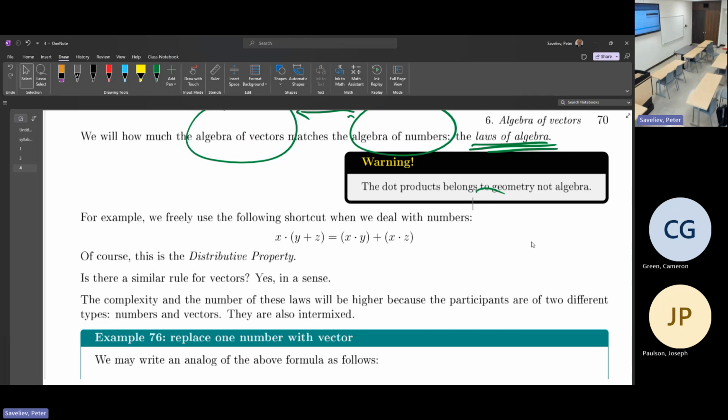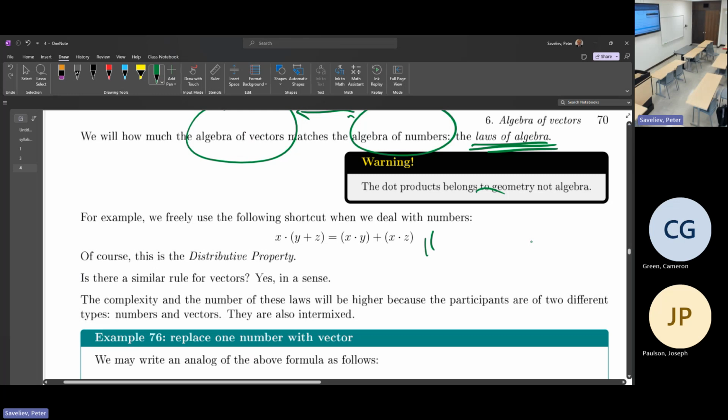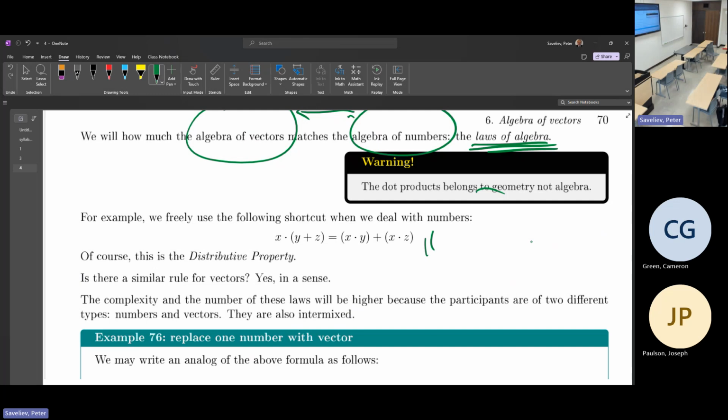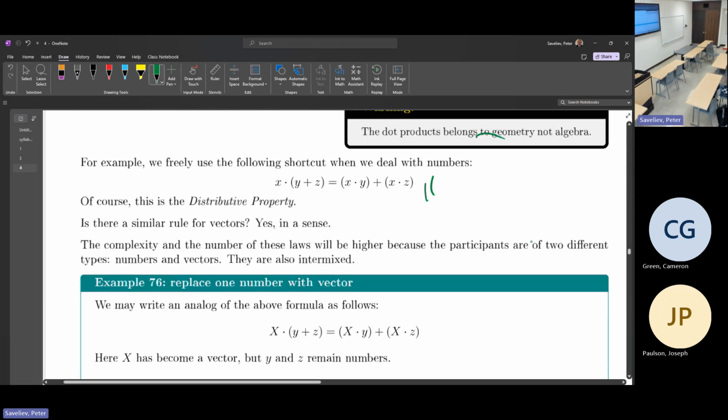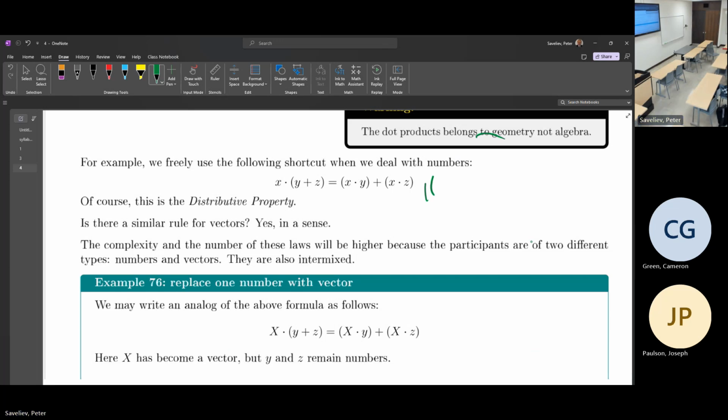So here, if you were to look at this and ask yourself, can this be about vectors? The answer is yes, but then x cannot be a vector. Okay, y and z could be vectors, but x cannot be. So can we distribute literally as what the property says? Can you distribute x over addition? And the answer is yes. Actually, you can do both ways.